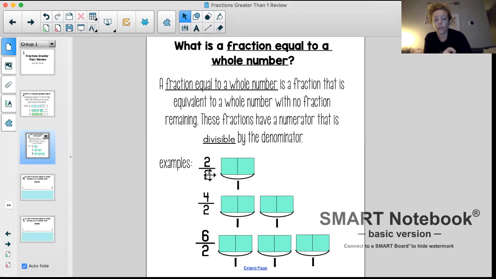So this word divisibility is telling us 2 divided by 2 is 1. So 2/2 is equivalent to 1 whole. 4/2 tells us 4 divided by 2 is 2. So we have 2 wholes here. The last example of 6/2, 6 divided by 2 is 3. 6/2 is equivalent to 3 wholes. And you can do that with any example, any denominator.